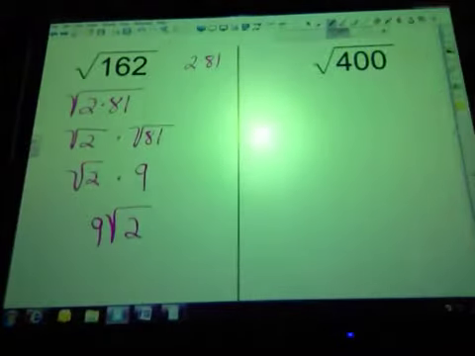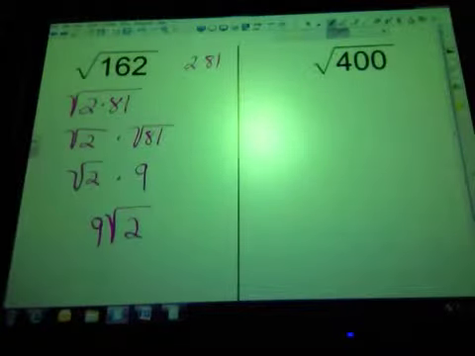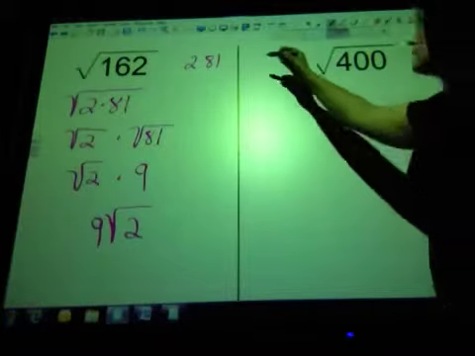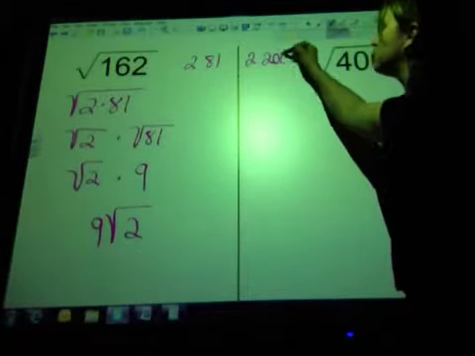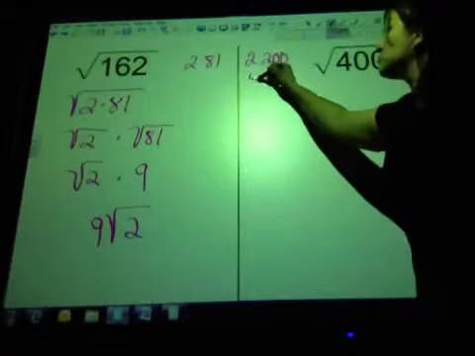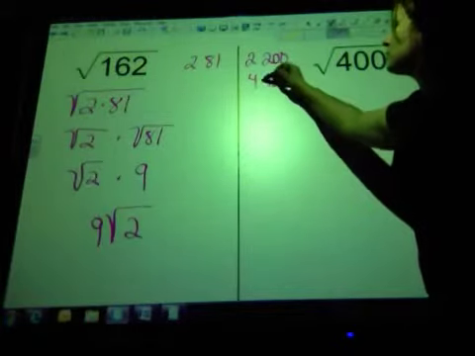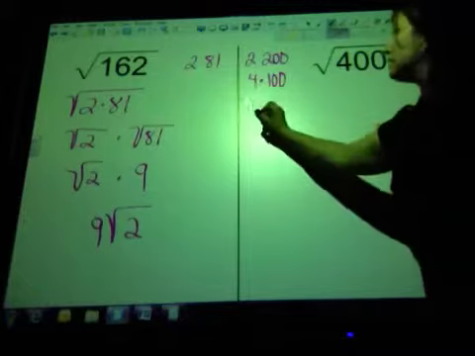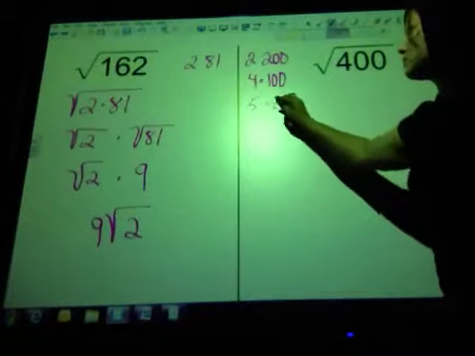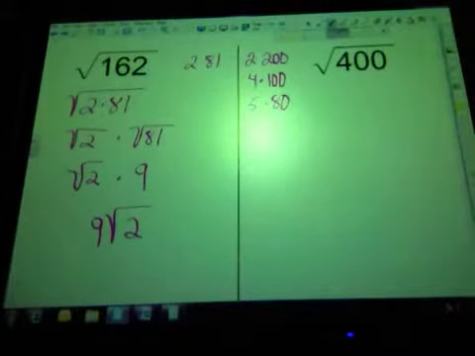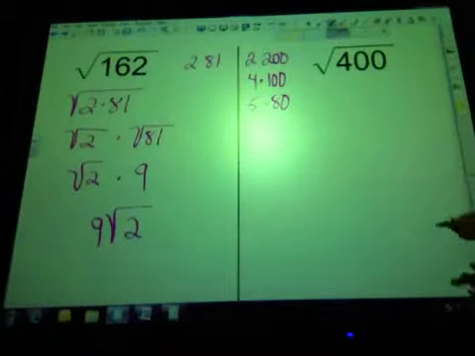On this one over here, we have the square root of 400. So we need to figure out what numbers go into 400. We could do 2, because it's an even number, so 2 times 200, or 4 times 100, or 5 times 80. Those are some off the top of my head. So that's how you're going to come up with what numbers you're going to put underneath the square root sign to break it down. You have to think about, what do I know that goes into that?